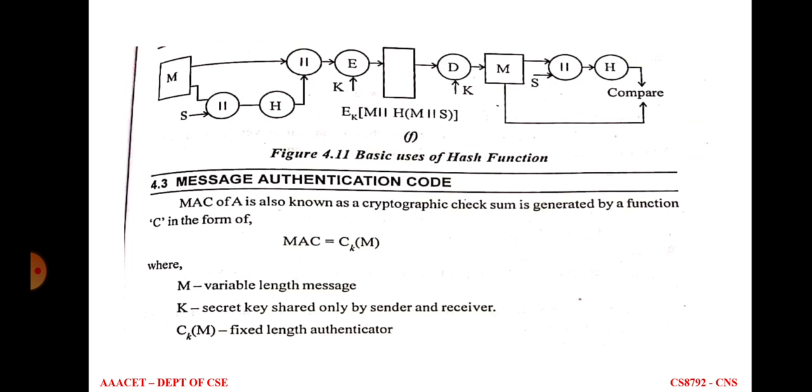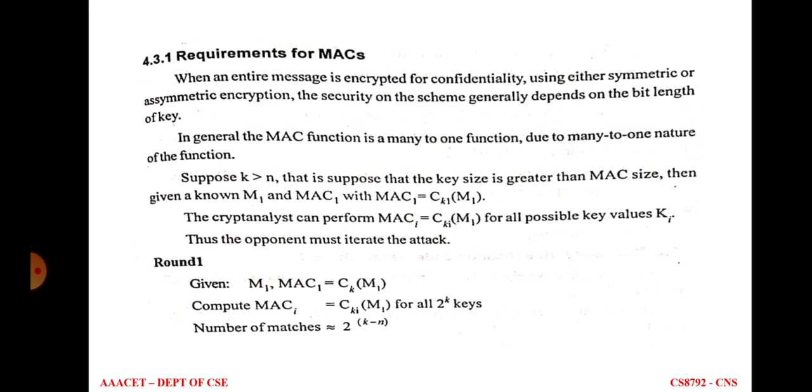Already we saw it is of the form MAC = C(K, M). C is the MAC function, capital M is the input, that is the original message, and K is the secret value shared between sender and receiver. There are some requirements for MAC. In general the MAC function is a many to one function. It is not one to many. It is many to one.